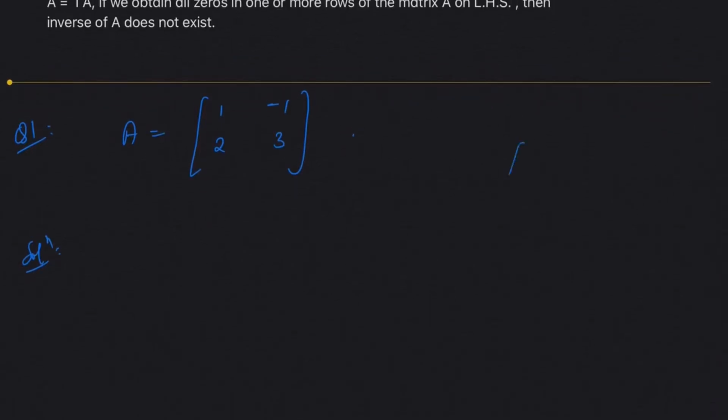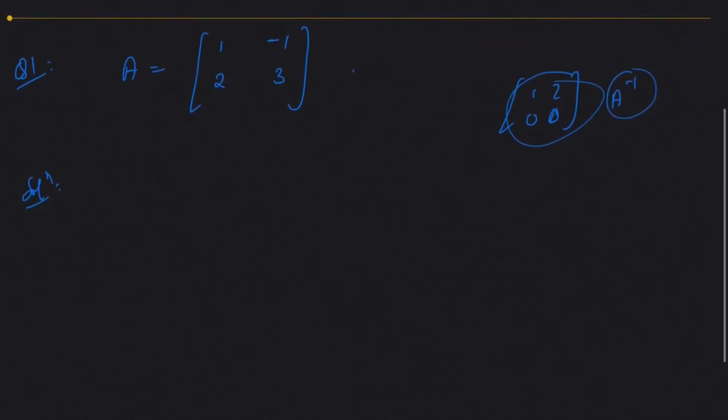For example, after applying elementary row operations you get 1 2 0 0, something like this. In that case we will stop there and state that A inverse does not exist. Let's continue here.